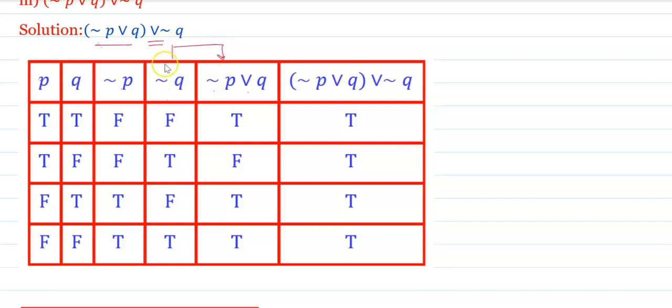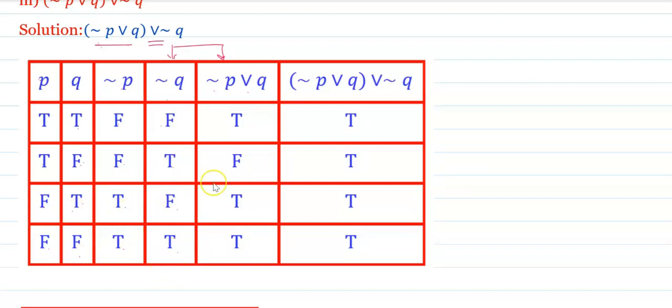Okay, now start. P means what? Double T, double F. Q means what? T, F, T, F. Okay, negation of P: negation of T is F, negation of T is F, negation of F is T, negation of F is T. Negation of Q means what? Negation of T is F, negation of F is T, negation of T is F, negation of F is T.